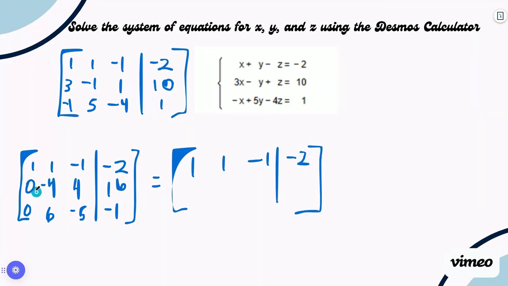Now for row 2, I want to multiply everything through by negative 1/4. So 0 times negative 1/4 is 0. Negative 4 times negative 1/4 is 1, which is what I wanted. 4 times negative 1/4 is negative 1. 16 times negative 1/4 is negative 4.